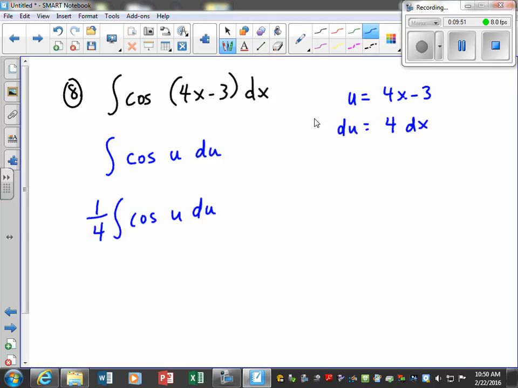Now we're ready to take the antiderivative, and the 1/4 is just out front. What is the antiderivative of the cosine? Sine of u plus a constant.